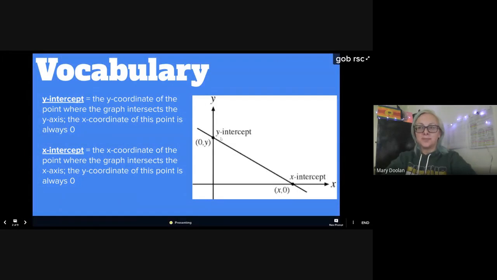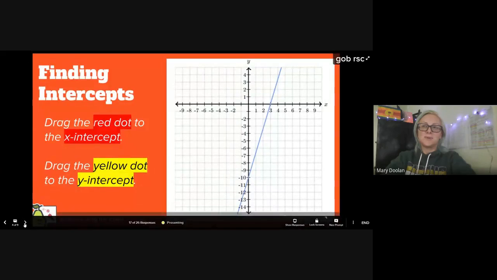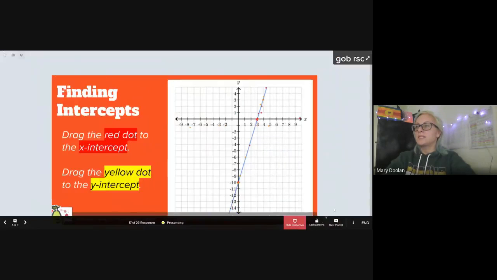So anyhow, y-intercept, okay, it's where the x-coordinate is 0. X-intercept is where the y-coordinate is 0. And so, if I look at your responses here, there's a lot of things going on. I probably should have made this dot slightly larger. But the red dot is the x-intercept. So right here at 3, 0, this is your x-intercept. So your red dot should be right there.